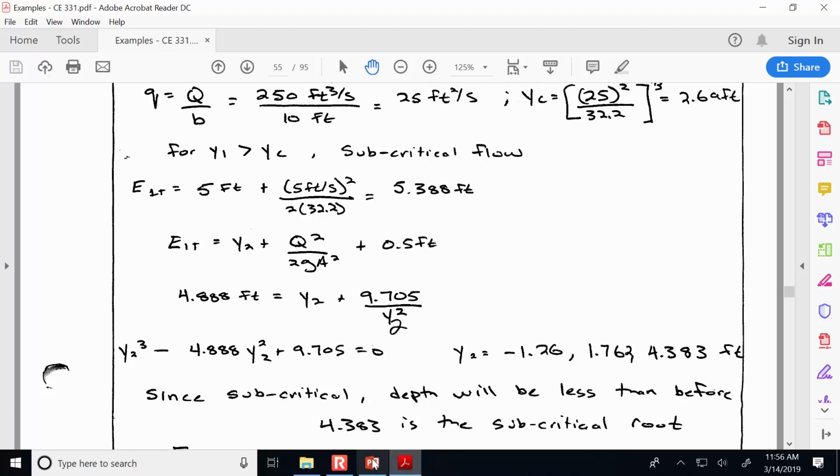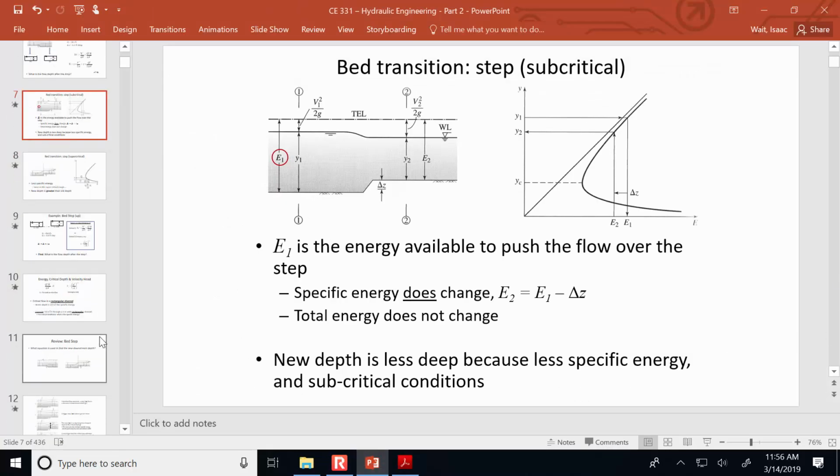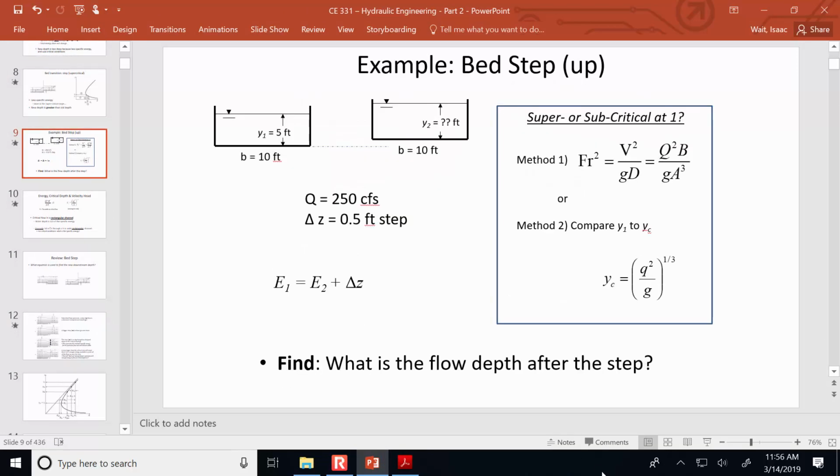Okay, any questions from that example? All right.